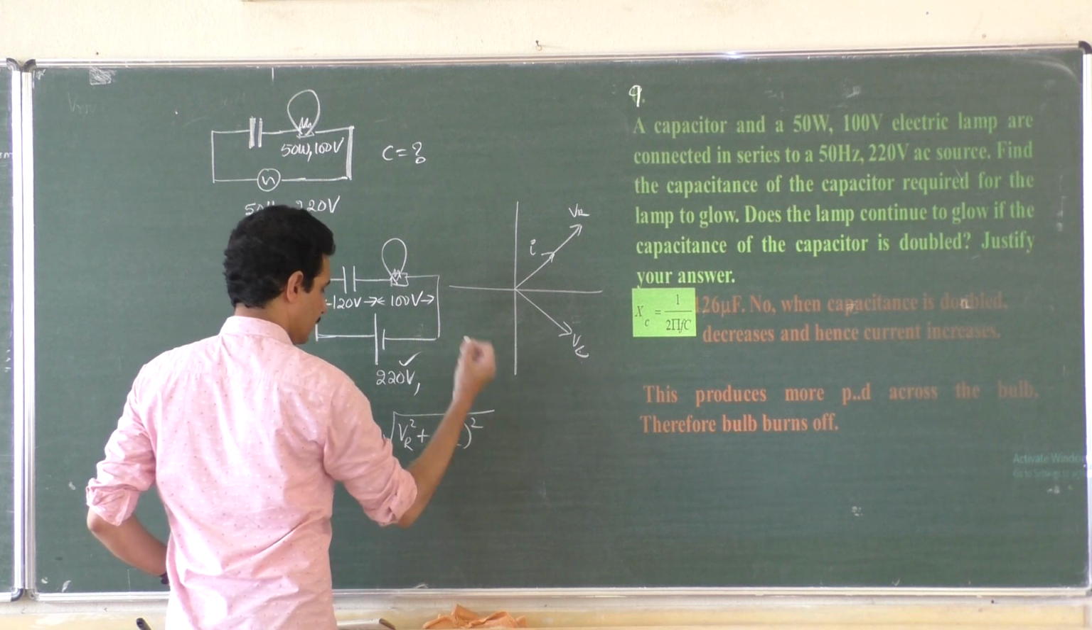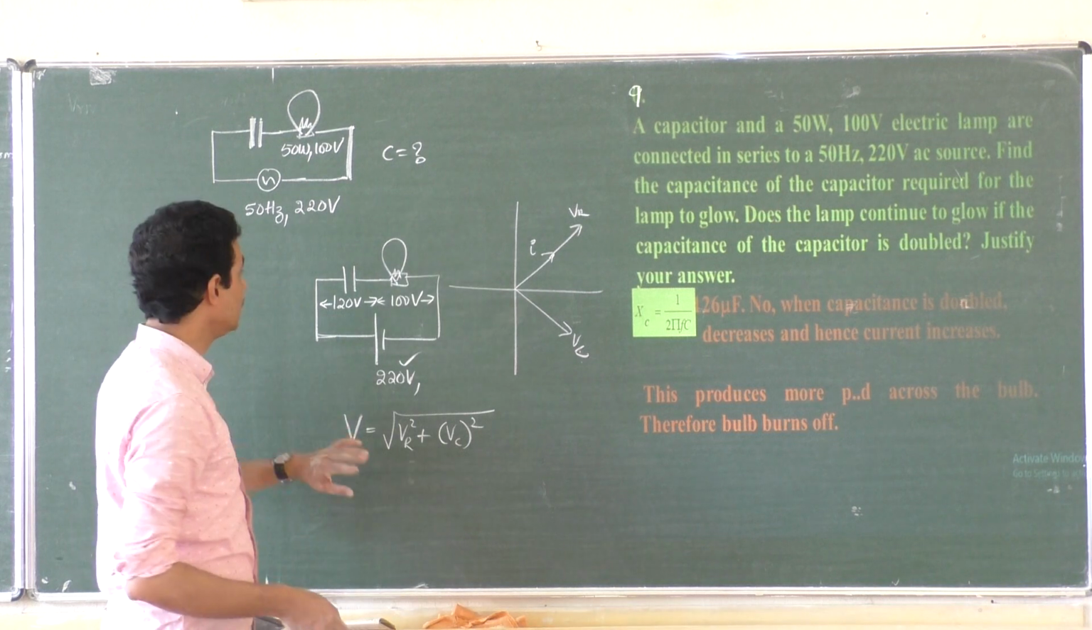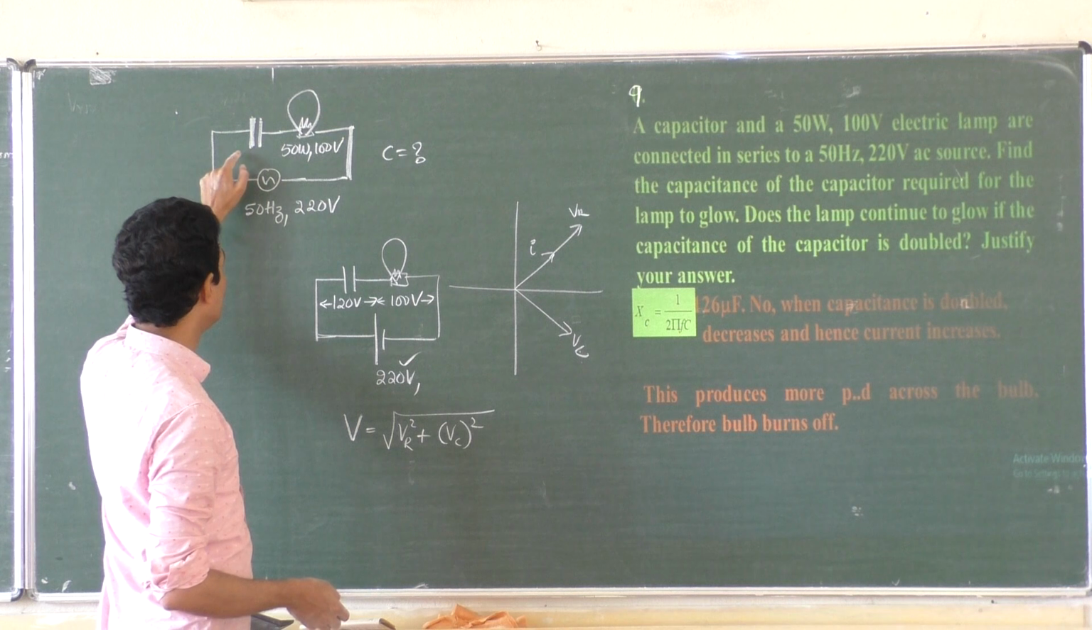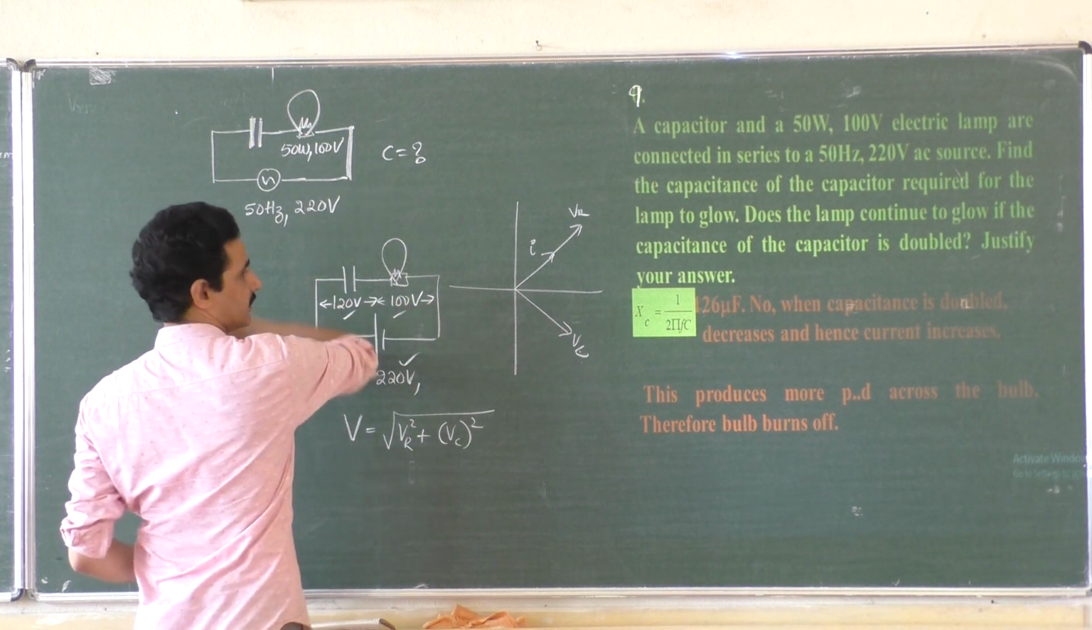Here no L, VC square. If this is the resultant voltage, it is not simply VR plus VC. So we can't write 220 volt is equal to this 100 plus 120. That is possible only in DC. Here it is correct. Here it is not correct.